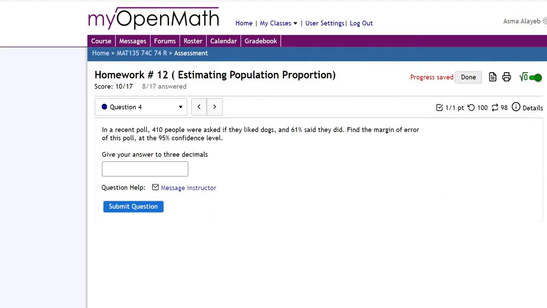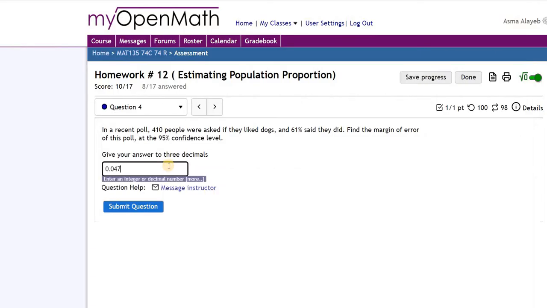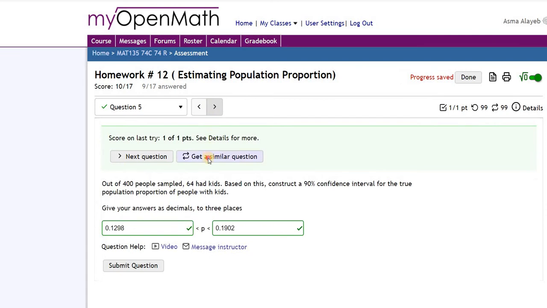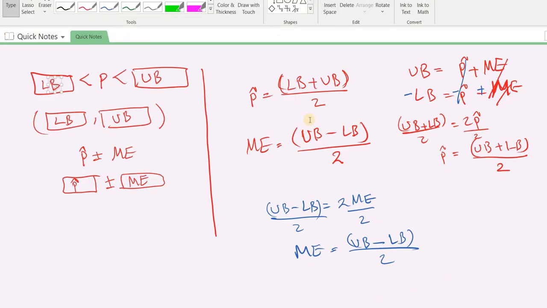So the question says round to 3 decimals. Again, I need to paste this as a value. And then I can round it here to 3 decimals. Copy and head to my homework and paste it right there. Some of the questions will ask for confidence intervals. The confidence intervals can be written in 3 ways, 3 major ways. The 3 ways are either P is going to be in the middle, which is the population proportion, greater than a box, less than a box.